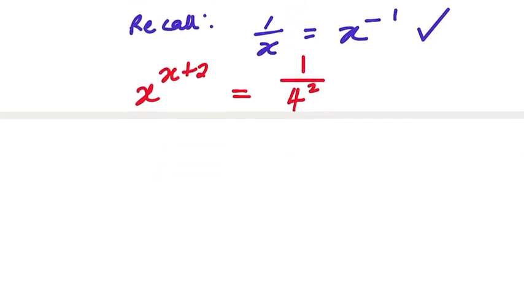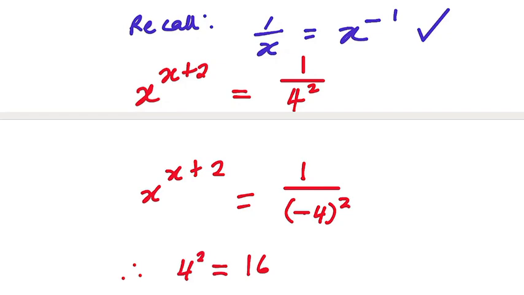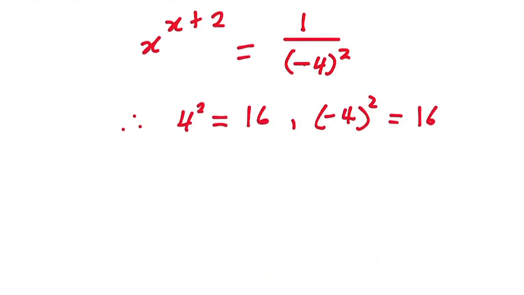Okay, so now from there, the next thing I'm going to do, I'm going to have x to the power of x plus 2 equals 1 over, so now I can have minus 4 to the power of 2. Here, 4 to the power of 2 will give us 16. The same thing, if you have minus 4 to the power of 2, this will also give us 16. Do you understand? So that's what I'm going to use. So I introduce what? Minus.